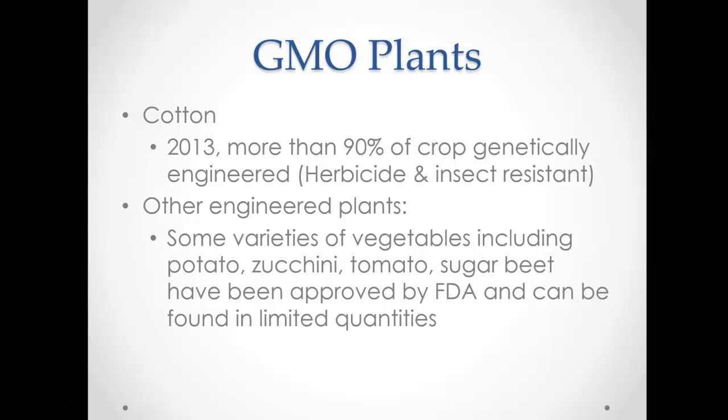Other things we engineer, some types of vegetables. They've been approved by the FDA, but you're really going to find them in very limited quantities here in the United States. Again, it's mostly the soy and the corn, and then we don't eat cotton, of course, but cotton is the other big one.